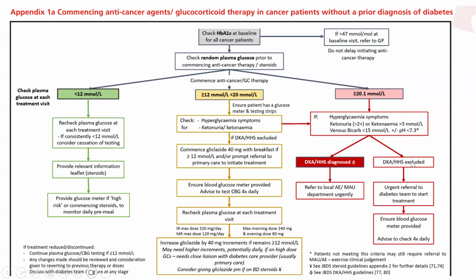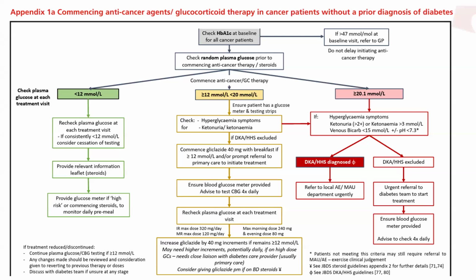If that is not the scenario, and if the patient's blood glucose is still more than 20, we have excluded any complications, then we should refer the patient to the diabetes team to start urgent treatment. And of course, make sure that the patient checks his sugars at least 4 times a day. Now, when the blood glucose is more than 12 but less than 20, we should advise the patient to monitor his blood glucose at least 4 times a day.